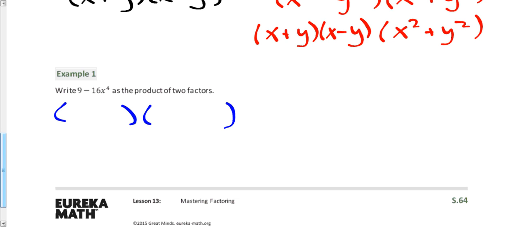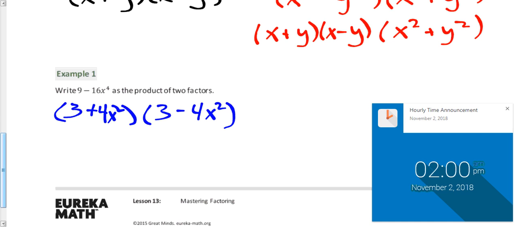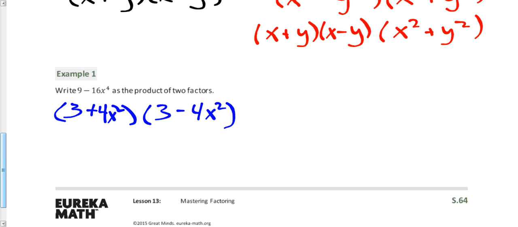What's the square root of 9? 3. So it goes in the front. What's the square root of 16x to the 4th? 4x squared. So plus 4x squared and minus 4x squared. Can I factor these out anymore? No, I really cannot. I can do this, and I've seen some people do this. This I cannot factor at all, no matter how hard I try.